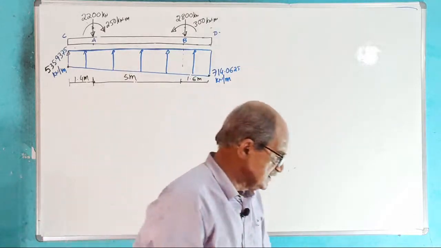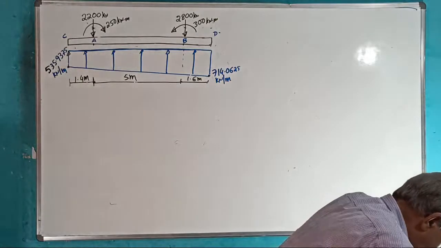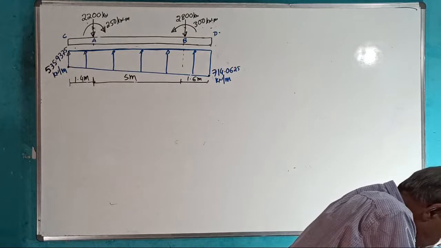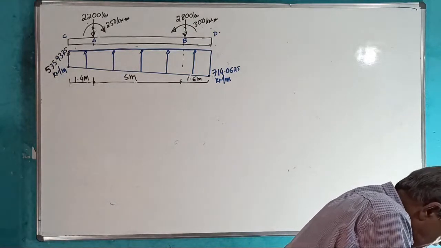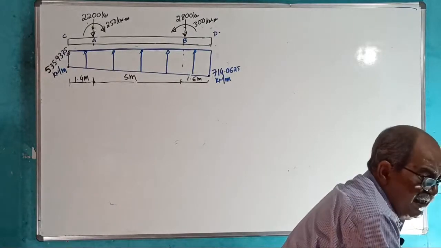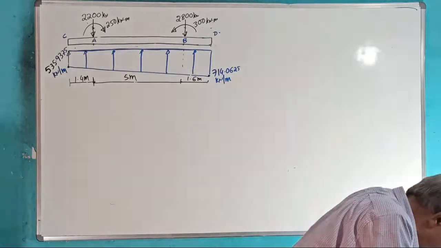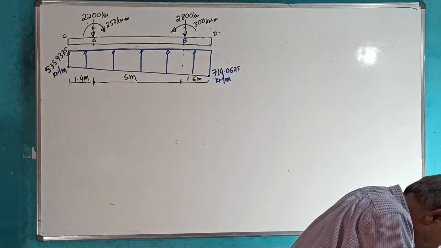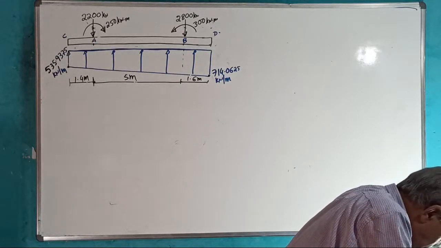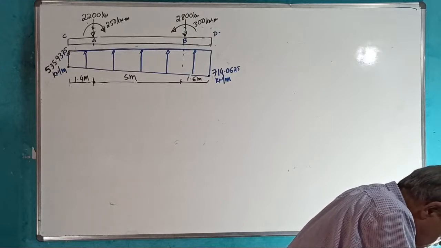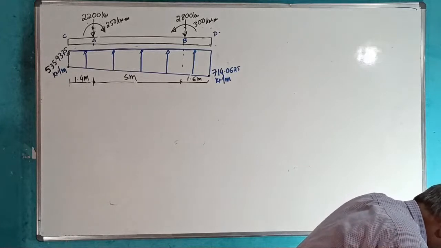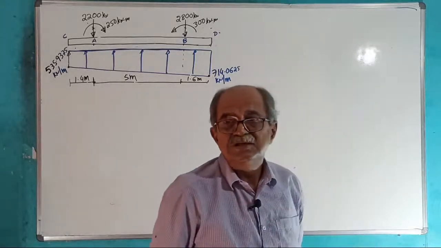Clear now? Fast. Clear or not? Clear? Fast. Now clear. What is the question? That is the question for today's class, in the SFD and BMD chapter. You are not answering. Clear or not? You don't give answer, what can I do? At least, is the question clear or not, no response. Oh, sorry, clear. Okay. Now, start.